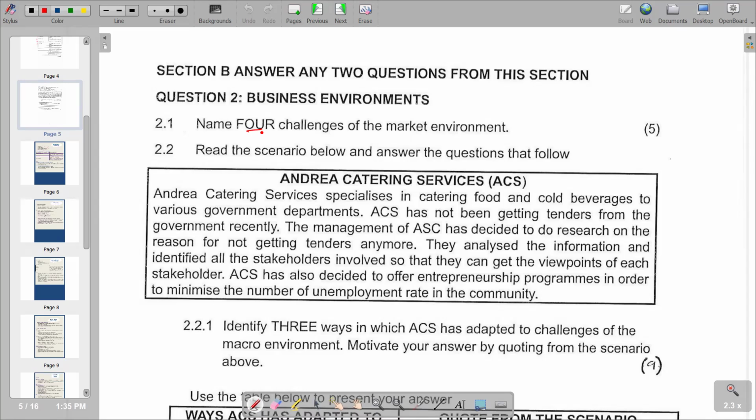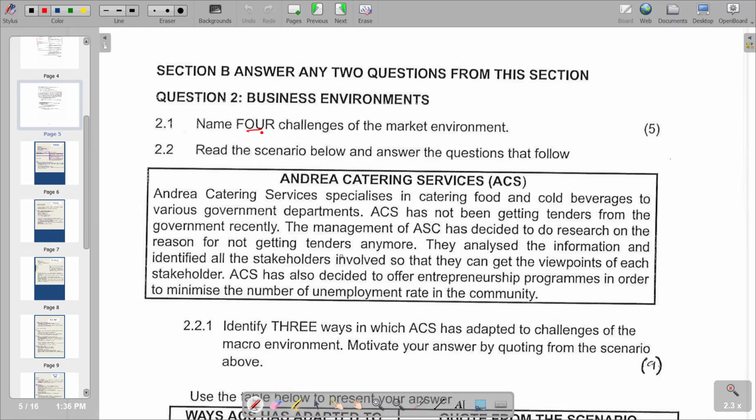Basically, the macro environment refers to the set of conditions that exist in the economy as a whole. So it consists of the major uncontrollable external forces. So that's the macro environment. Our question leads us to identify three ways in which ACS has adapted to challenges of the macro environment. We are supposed to motivate our answer by quoting from the scenario. So very important.